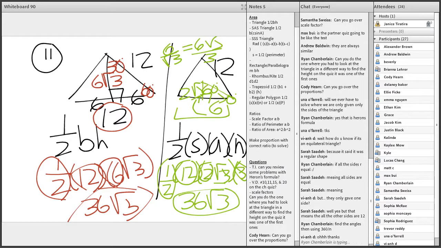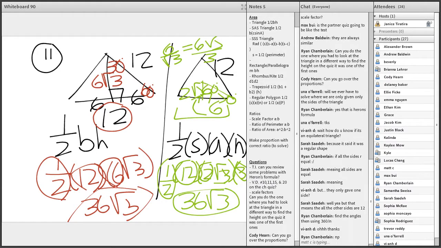Yes, they only gave one side. Oh, but this is equilateral. This is equilateral, so we have to assume all sides are 12, 12, 12. It said it's a regular polygon.